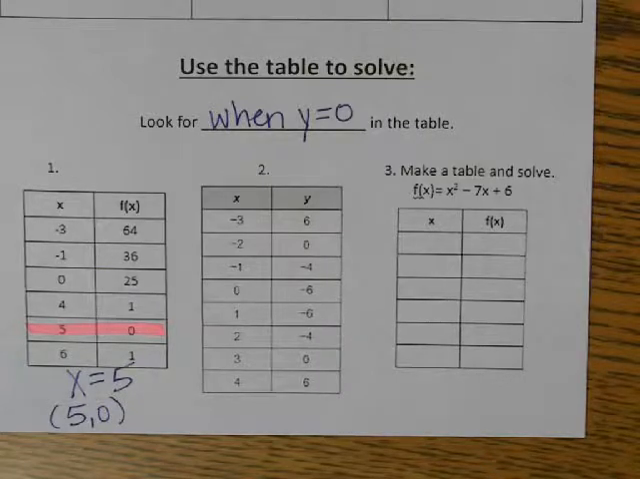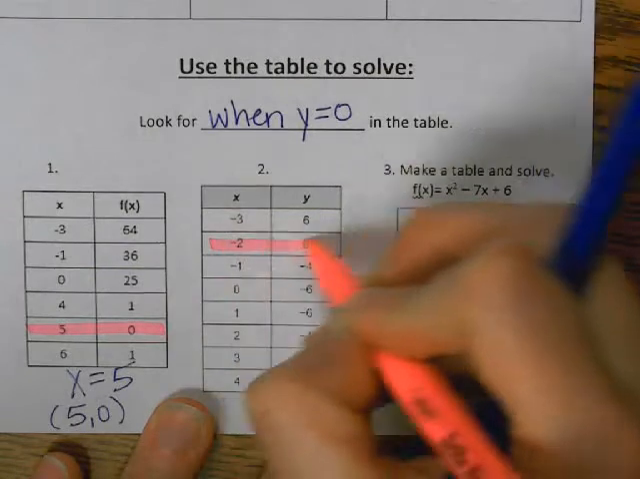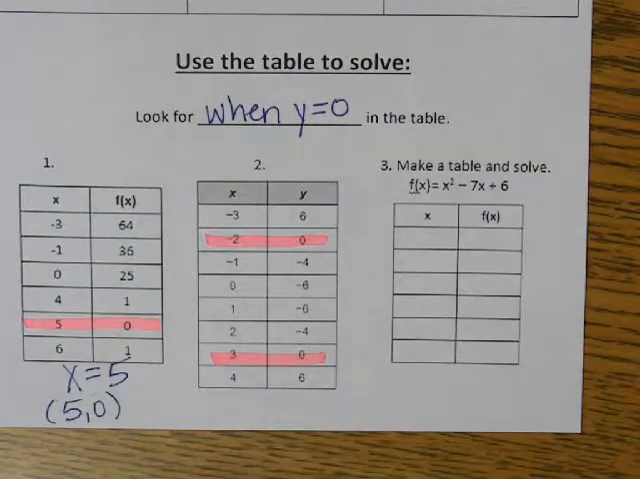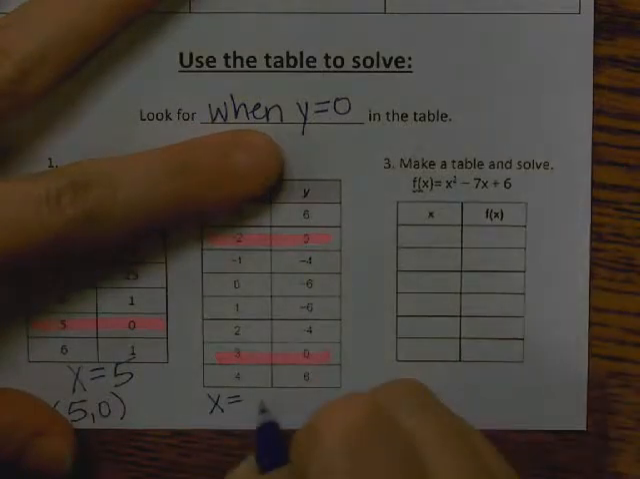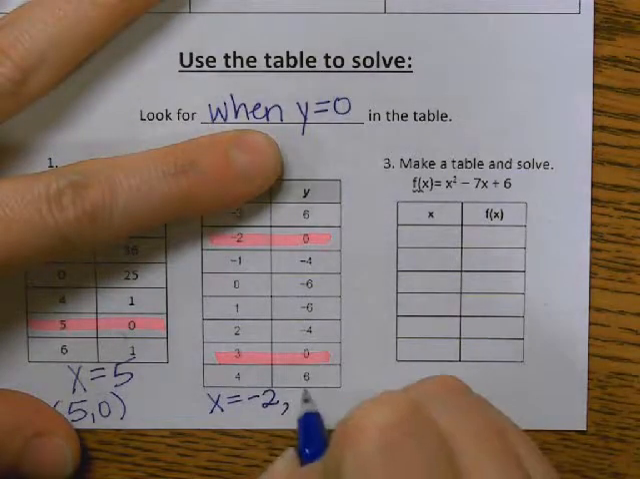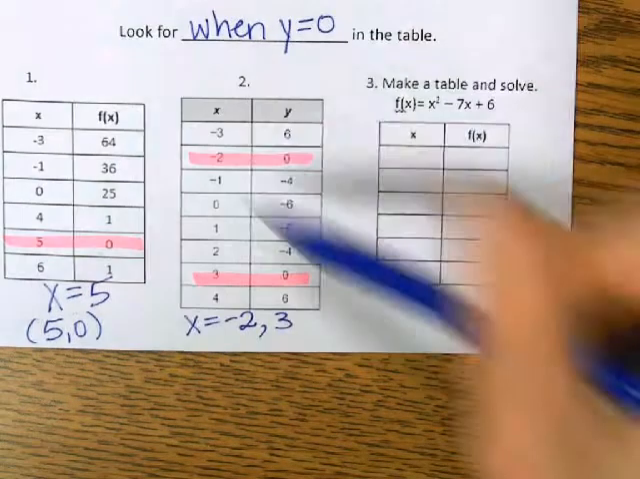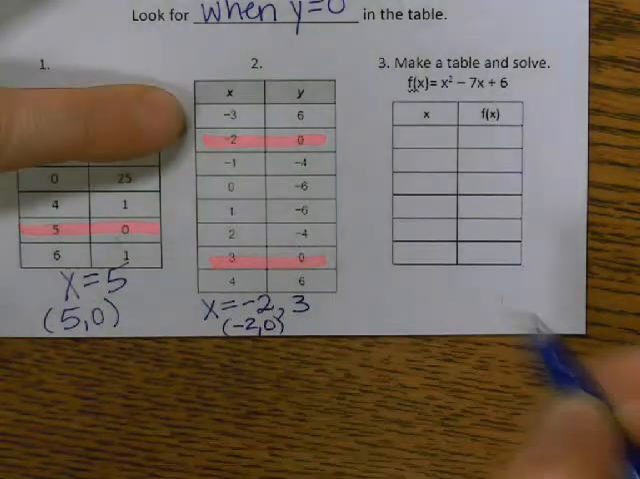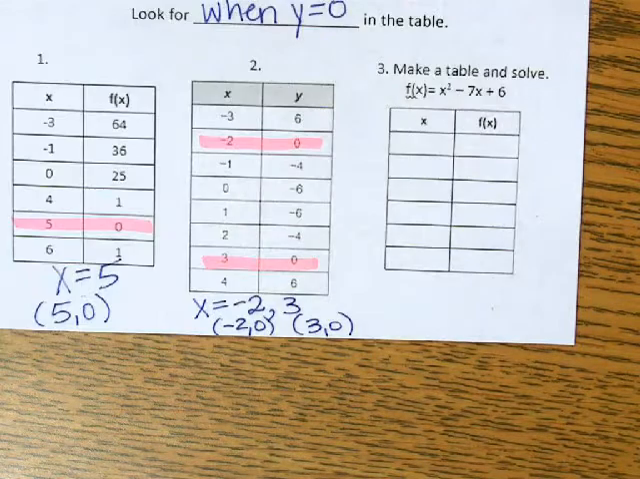All right, look at number 2. So we're looking for when y is equal to 0, so I see it here. And then moving on down, I also see it here. So if you notice, this table has 2 solutions. So I'm going to write x equals -2 or 3. Okay? Now that's if I wanted to list out just what the x value was, but sometimes they want to know the ordered pair, so you might say -2, 0, and 3, 0. 2 points. Okay?